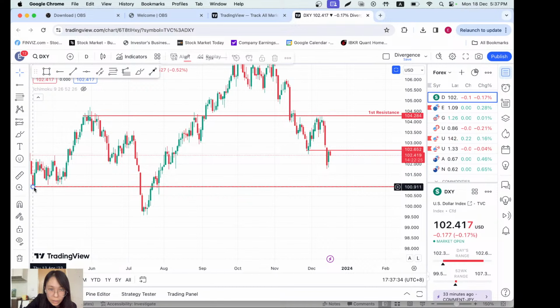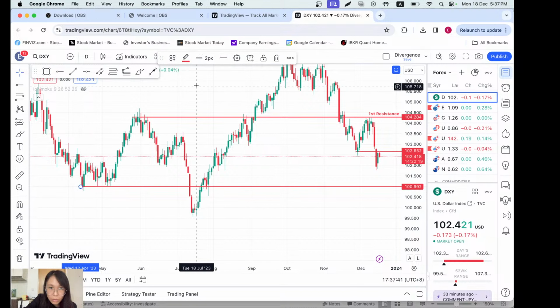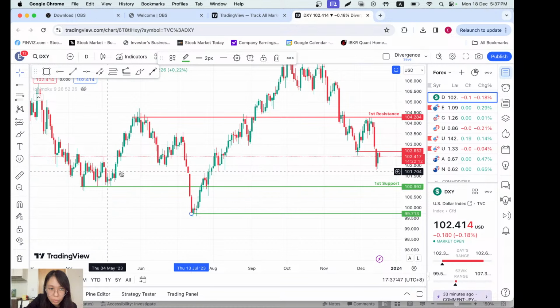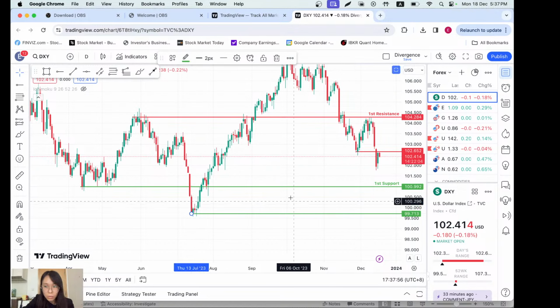Support level wise, I think this would be quite a good support. So I will use this as my first support, and my second support, I don't really like that it's cutting through the bodies here, but if I were to use this, it will be too close to the resistance. So this will be my second support.